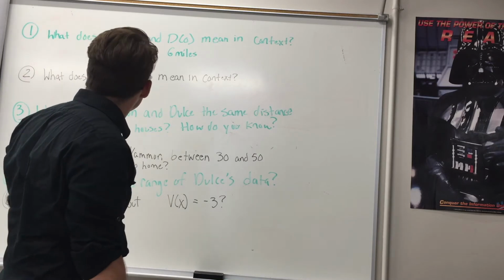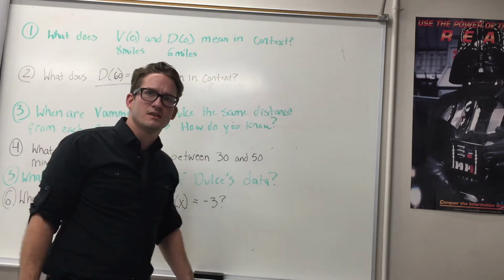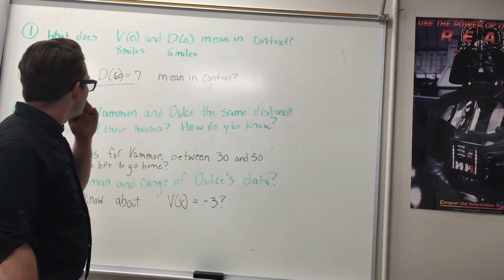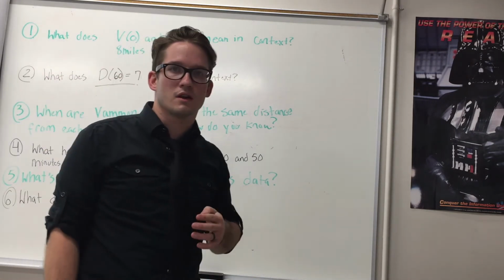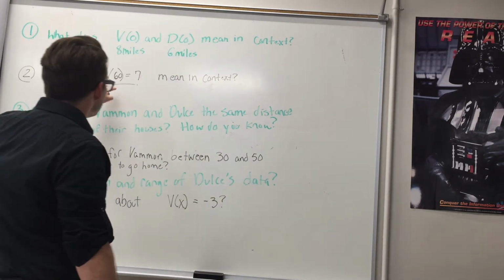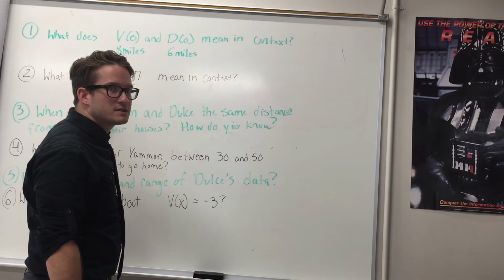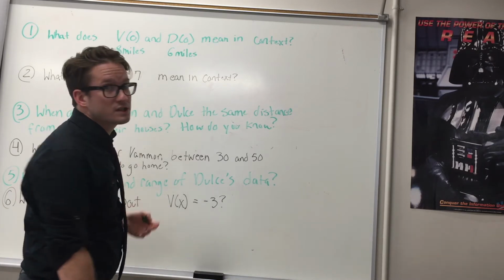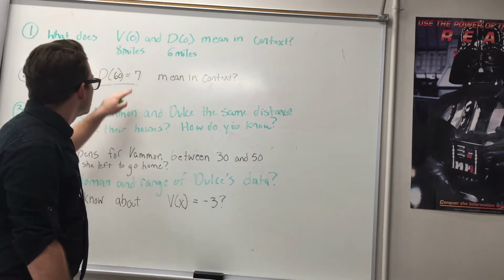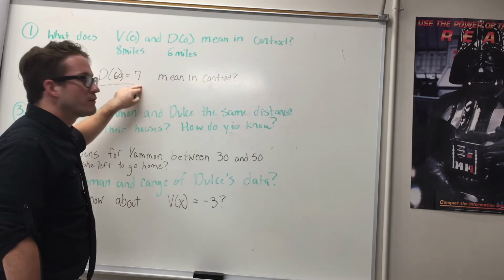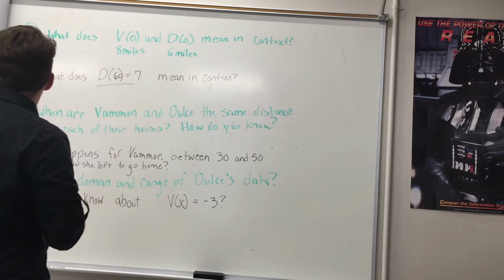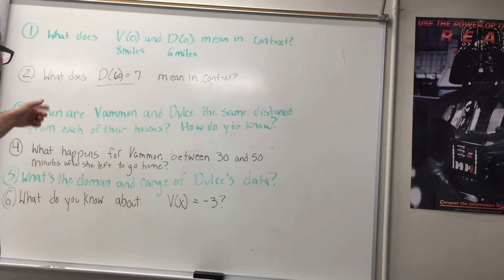What does D of 60 equals 7 mean in context? Very important you use units here, just like I did in the first part. This means 60 minutes after Dulce left her house, she was 7 miles from her house. 7 miles.